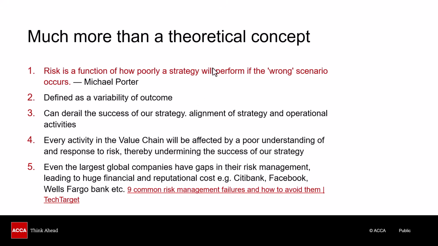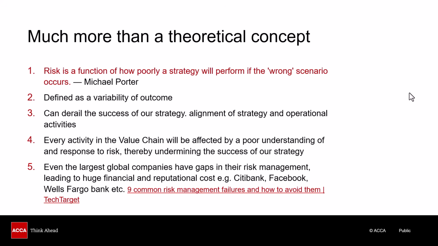Now, there is a definition of risk. That definition is a variability of outcome. Okay, so that's how much a particular outcome can change. If it can change a lot from a particular scenario or situation, then it's called high risk, and vice versa. As we've already said, it can derail the success of our strategy, the alignment of our strategy, and all the operational activity. We'll be talking about that in the next point.